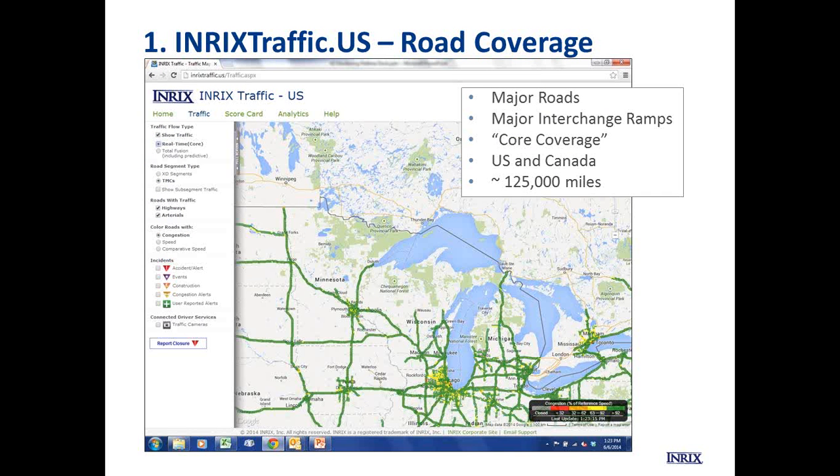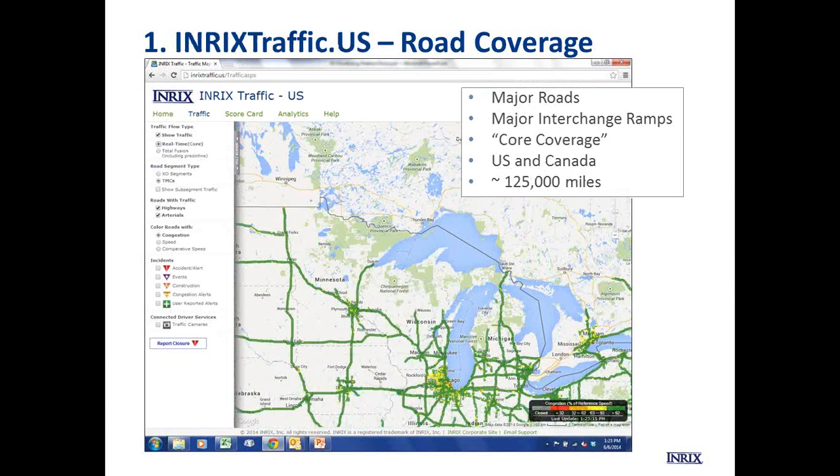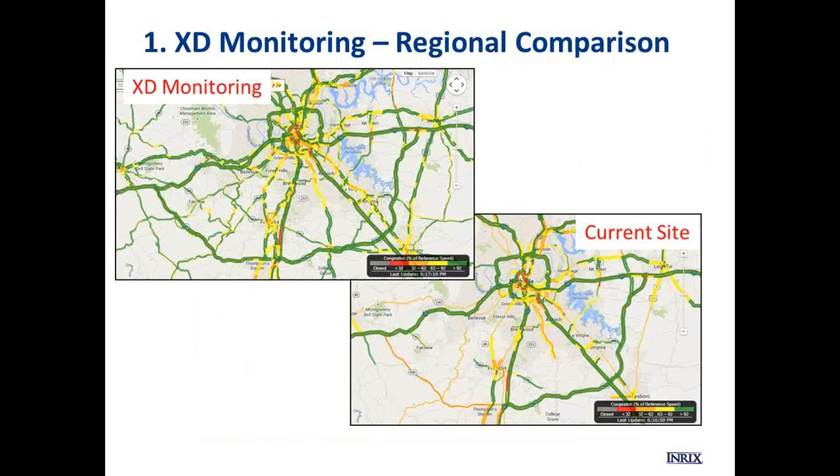and Canada, about 125,000 miles of roadway, where if we click on the XD segments, you can just see the increase in the breadth of the coverage. And I'll click back and forth a couple times. So you can see it's a 5x increase in coverage and over 600,000 miles of roadways across the U.S. and Canada, including most freeway ramps at interchanges.